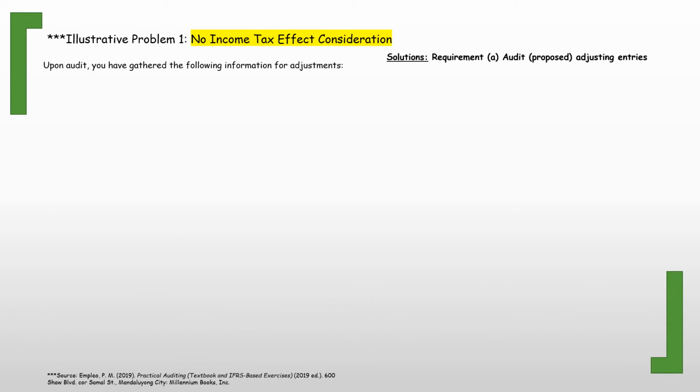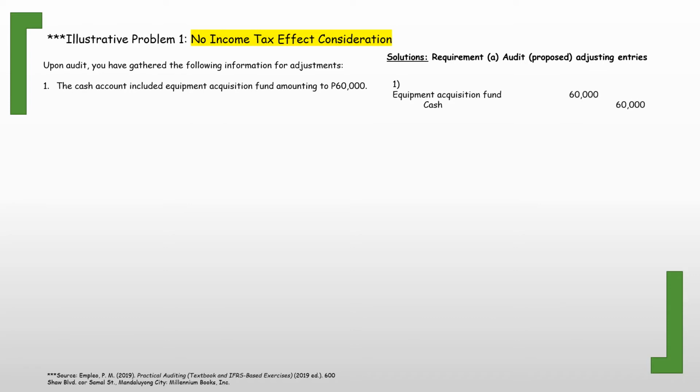Now, let's start with the requirement A, or the audit adjusting entries. So, isa-isahin natin yung ating mga audit findings. Number 1, the cash account included equipment acquisition fund amounting to 60,000. So, this amount should not be included in cash because this is restricted for acquisition of equipment. That's why our adjusting entry is debit equipment acquisition fund, credit cash, 60,000 pesos.